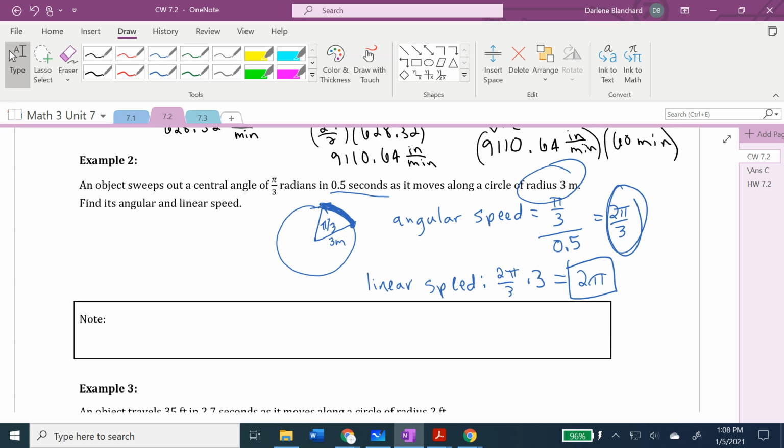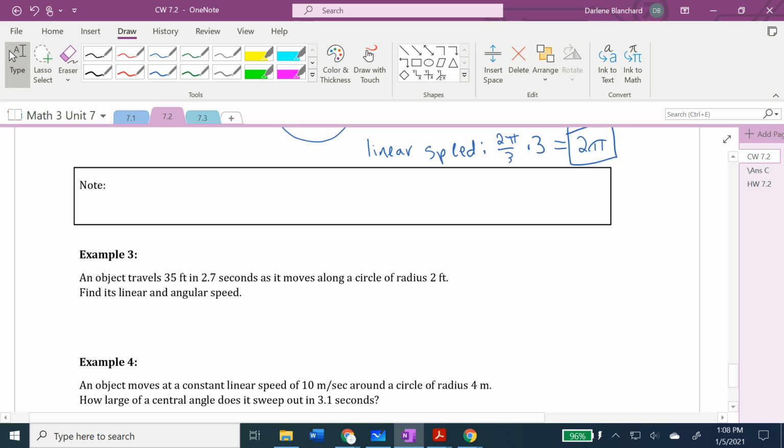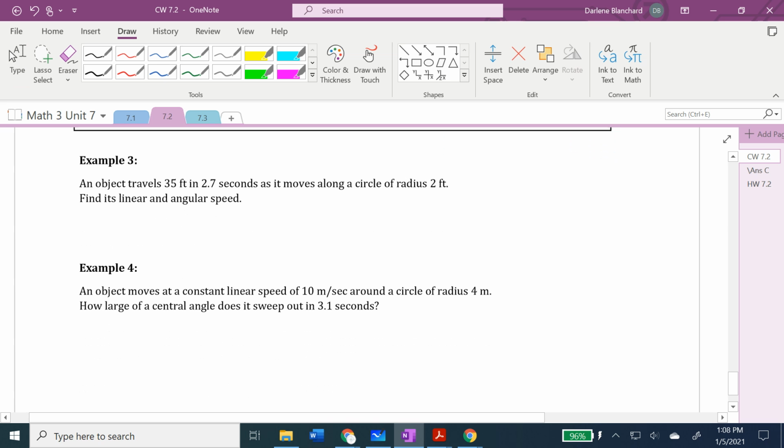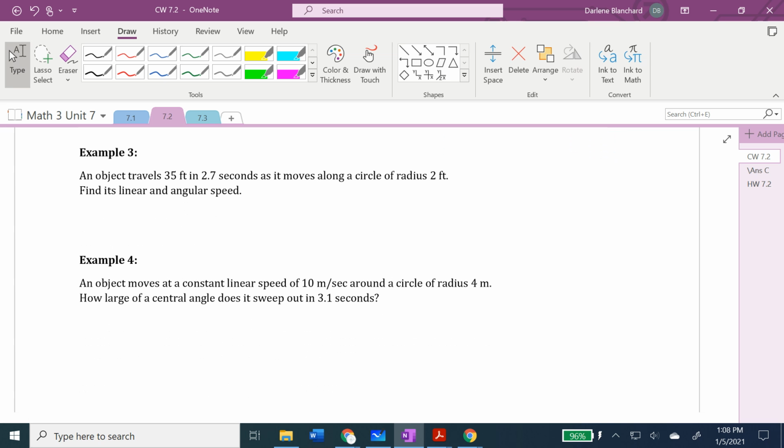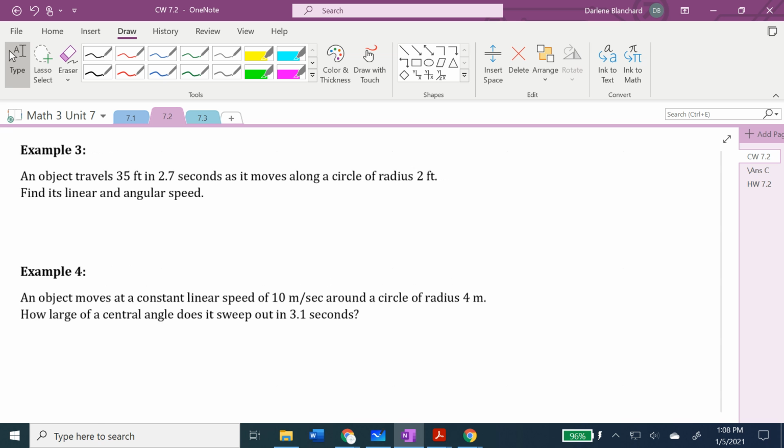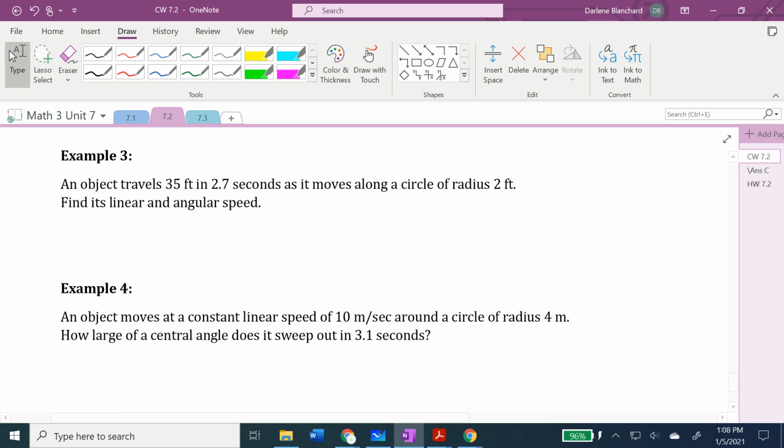Okay, what was my note there? I think I went over that yesterday. So let's move on to example 3. That's where we're at. We'll do examples 3 and 4, and that will round up classwork 7.2. I want to give you a moment to read it, think about it. You've got logic as well as formulas.